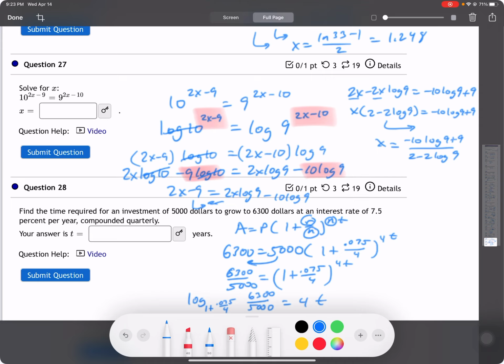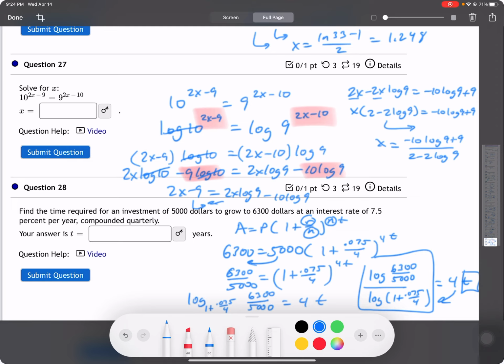How are you going to type this in a calculator? Remember, we have to write this log in our calculator, so it's going to be log of 6,300 over 5,000 divided by log of 1 plus 0.075 over 4, is equal to 4t. Now, once you type this into a calculator, divide this by 4, and you end up with the time it takes you in years for us to go from 5,000 to 6,300.